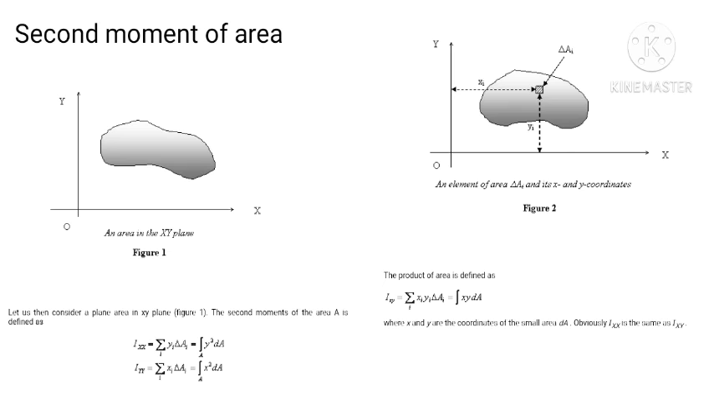The product of area is defined as Ixy, which equals the summation of xi yi delta Ai, which gives the integral of xy dA, where x and y are the coordinates of the small area dA. Obviously, Ixy and Iyx are the same.